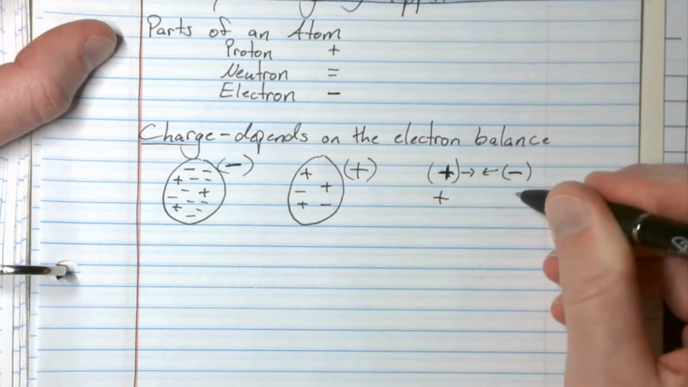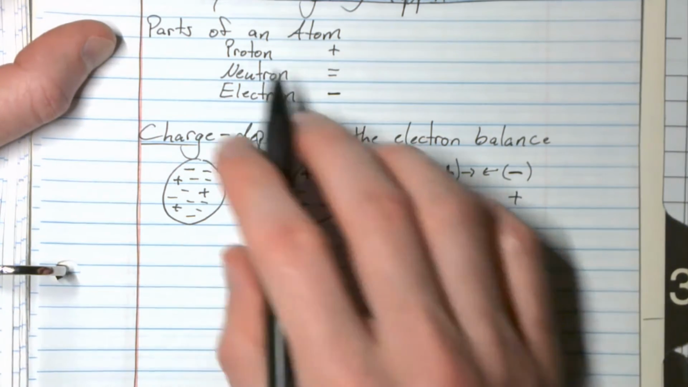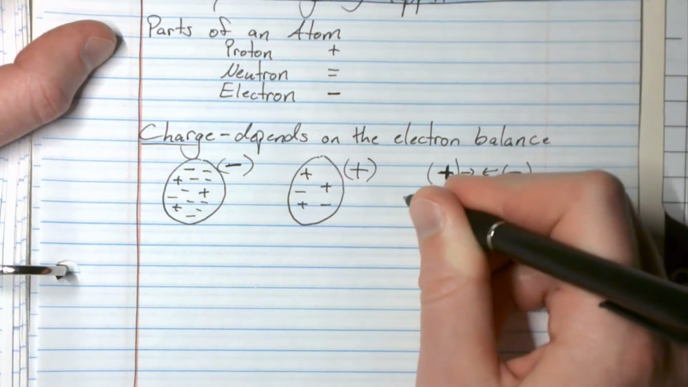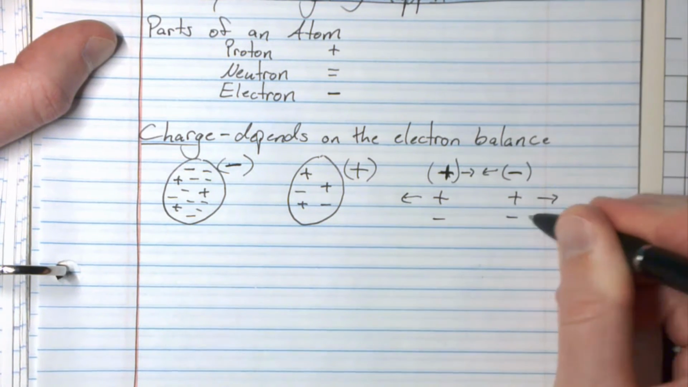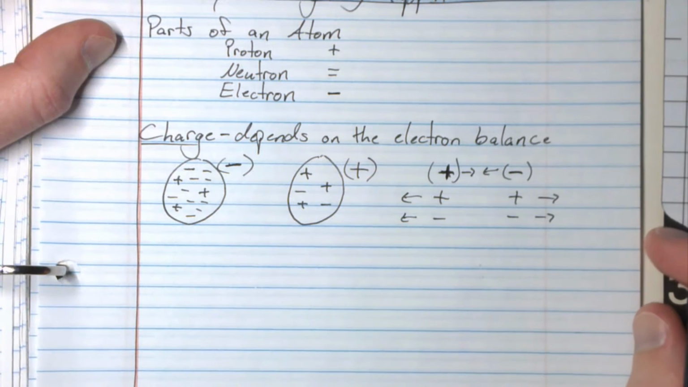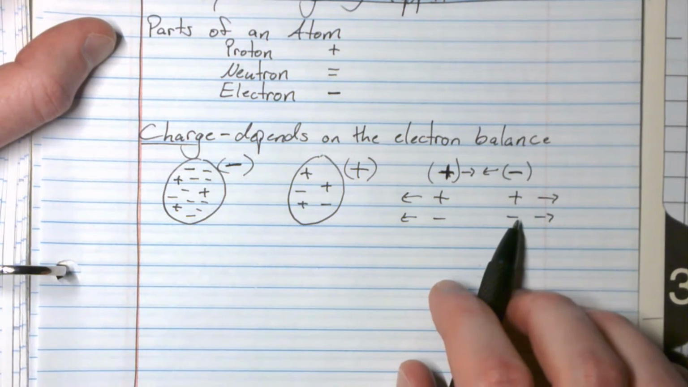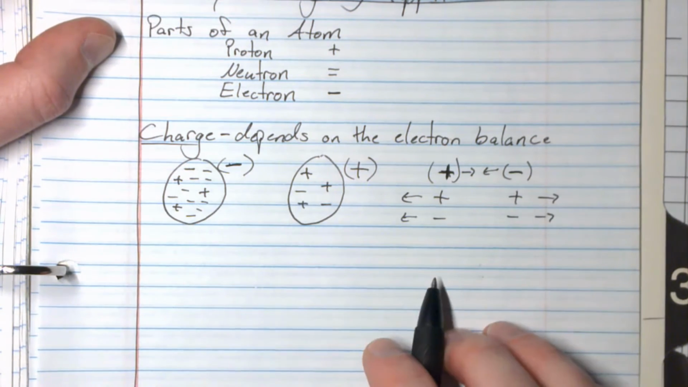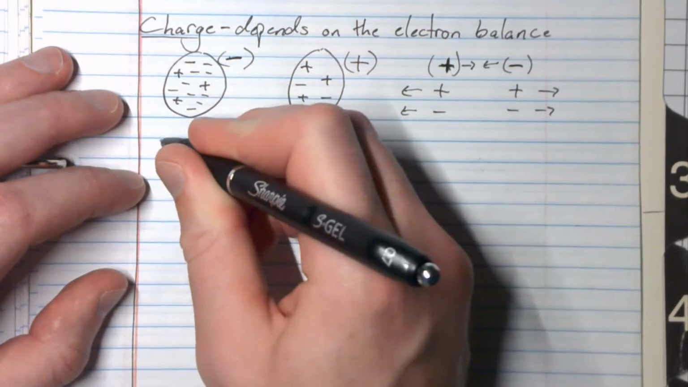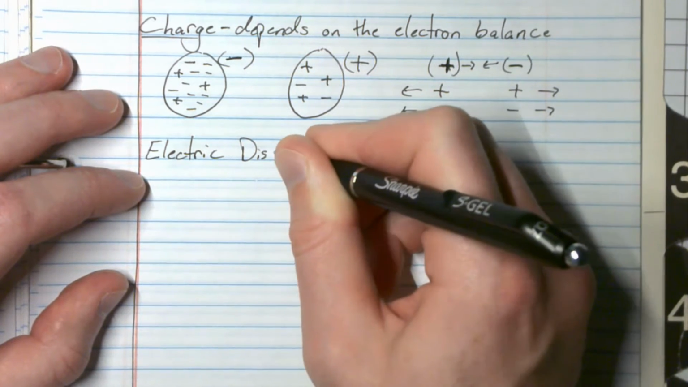If I have a positive and another positive, that is not going to put them closer to being neutral. That is going to put them further away. So they're actually going to be pushed away from each other. Same for a negative. They're repelling each other. They want to be closer to a positive or further away from a negative. So that's what they're trying to do. Okay, so that leads us to our next term, electric discharge.